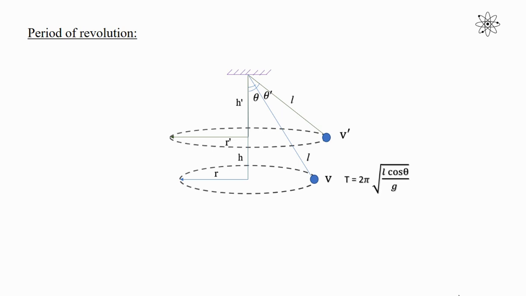Let T be the period of the pendulum which revolves with the speed v, which is equal to 2 pi under root of L cos theta divided by g. And the period T dash is equal to 2 pi under root of L cos theta dash upon g. Here note down, student, the length of the pendulum is the same, but the semi-vertical angle is different. So from this comparison, you can write the period T dash is less than T. It is because as speed increases, the period decreases.